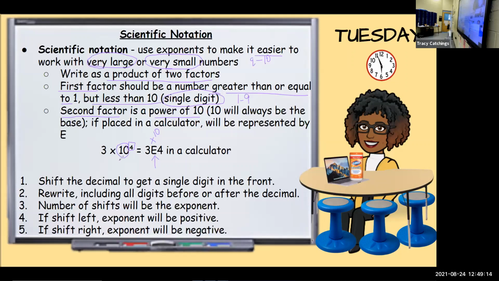Also gave us some steps yesterday on how we can get this done. We can shift the decimal to get a single digit in the front. We need to rewrite it, but make sure we include all the digits before or after the decimal. And remember that the number shifts will tell us those exponents. If it's a large number, we'll have a positive exponent. And if it's a small number, we'll have a negative exponent.